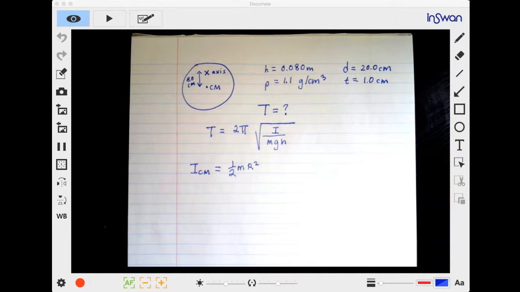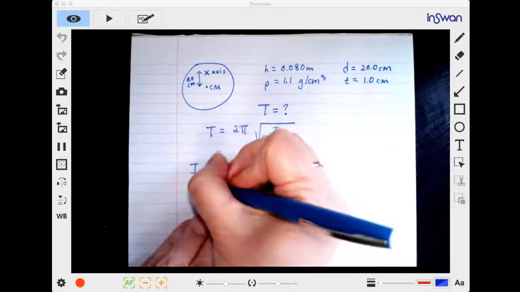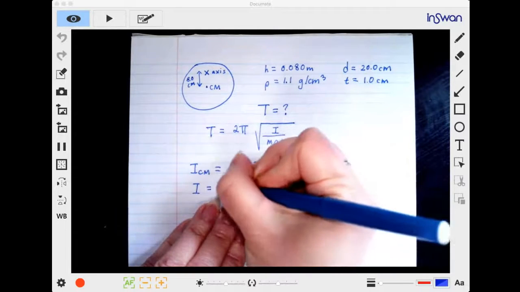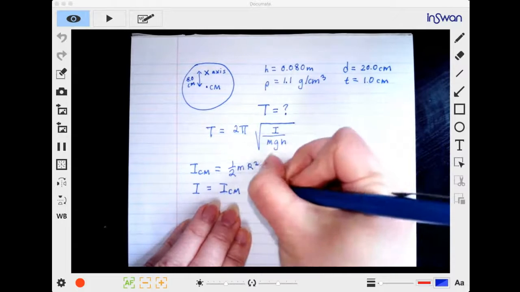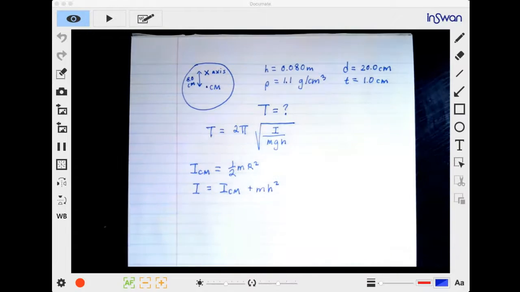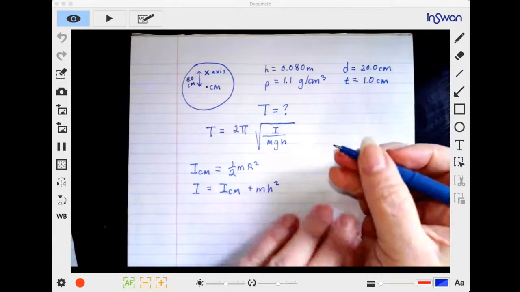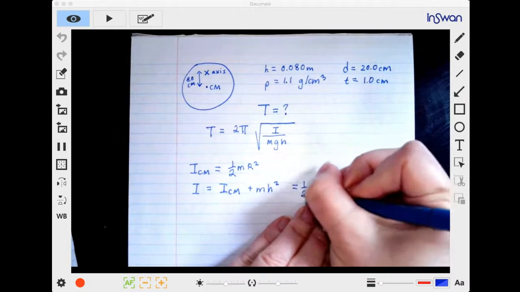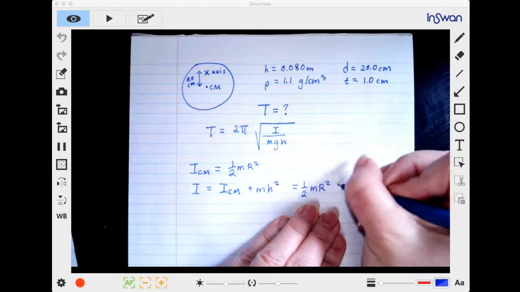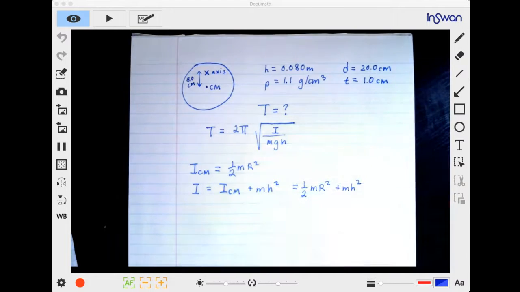right? But we're not swinging about the center of mass. We're swinging about an axis that's 8 centimeters from the center of mass. So now we have to use our parallel axis theorem. Remember that? The parallel axis theorem says that I would be I about the center of mass plus mh squared. And notice how h is the same h. It's that distance from the center of mass to the axis about which you're swinging. So for us, this is 1/2 mr squared plus mh squared. That's the moment of inertia of our object.